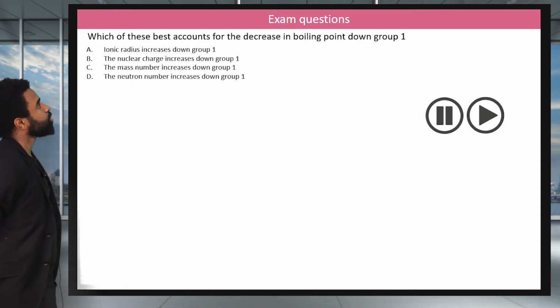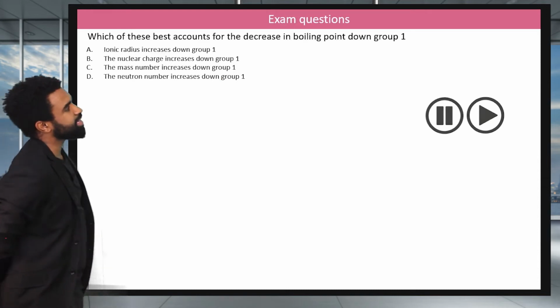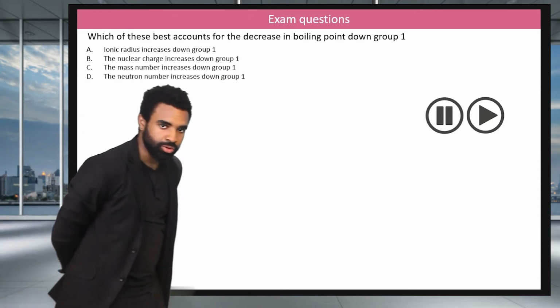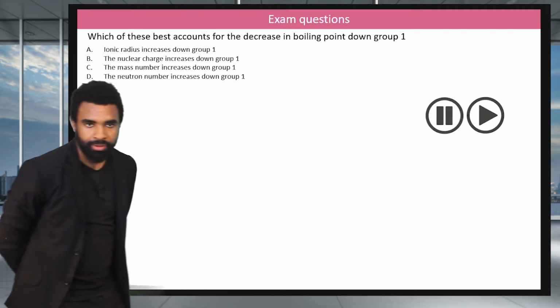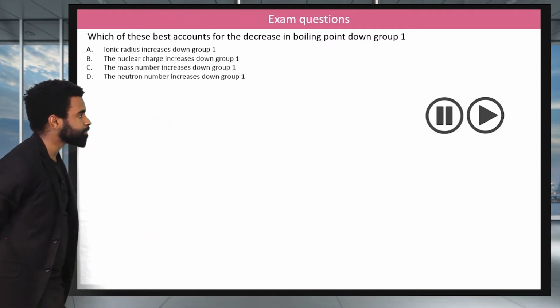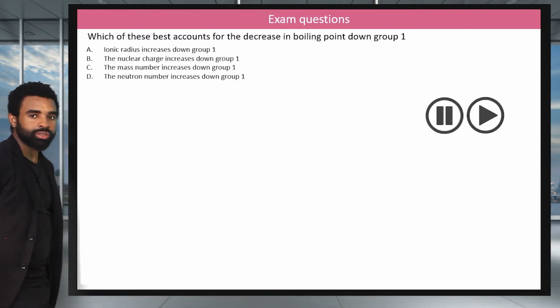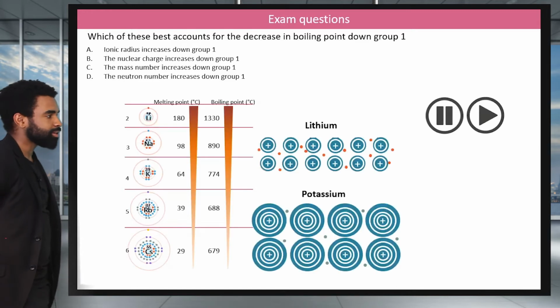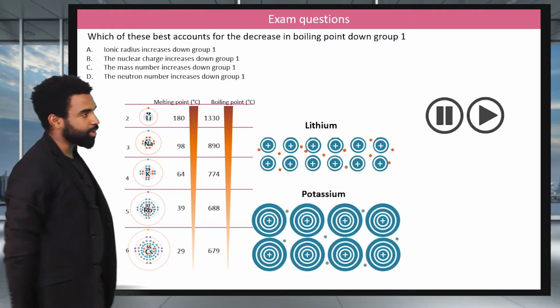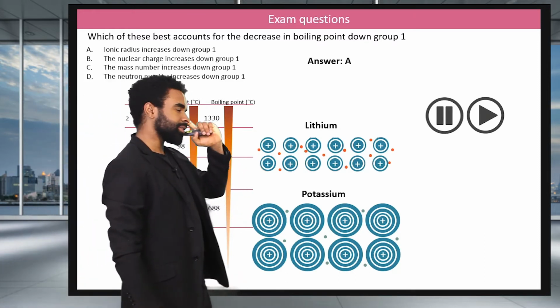Here's another one for you. Which of these best accounts for the decrease in boiling point down group 1? Again, pause the video, think about how you'd answer this one. In some seconds, I'll show you a clue, and some seconds after that, I'll show you the answer. Pause if you need to. 1, 2, and the answer is A.